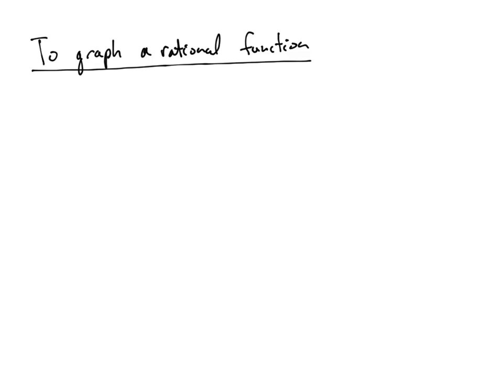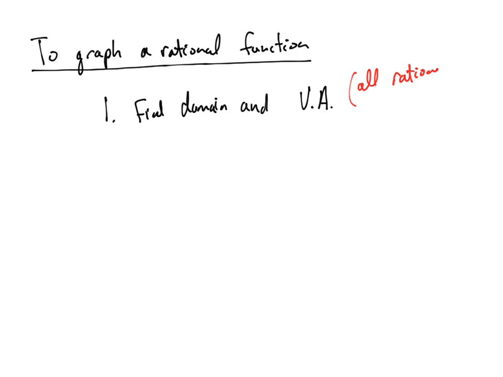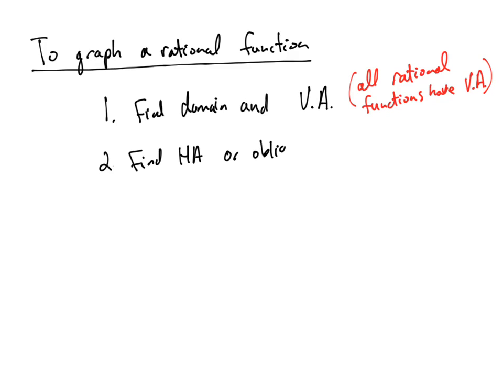So the steps we want to take to graph a rational function: first we want to find the domain and the vertical asymptote. All rational functions will have a vertical asymptote, so we're always going to find that. Then we're going to find the horizontal asymptote or the oblique asymptote.